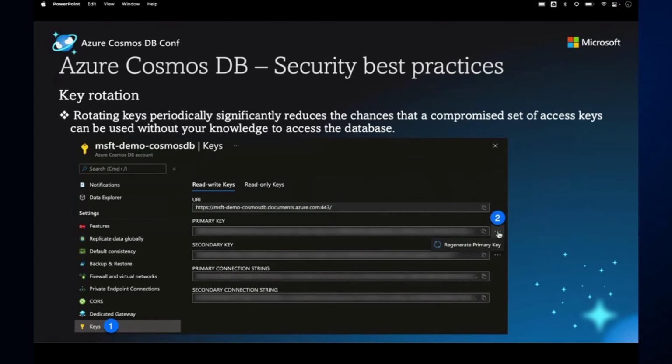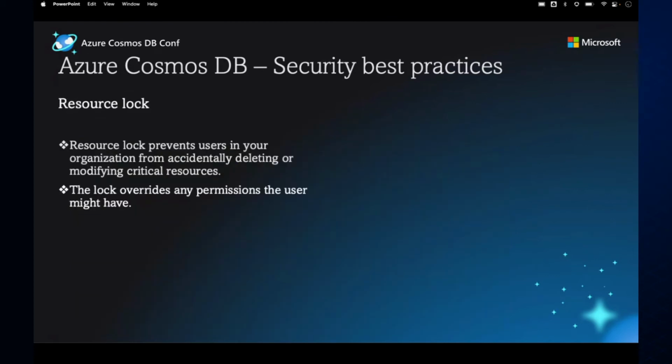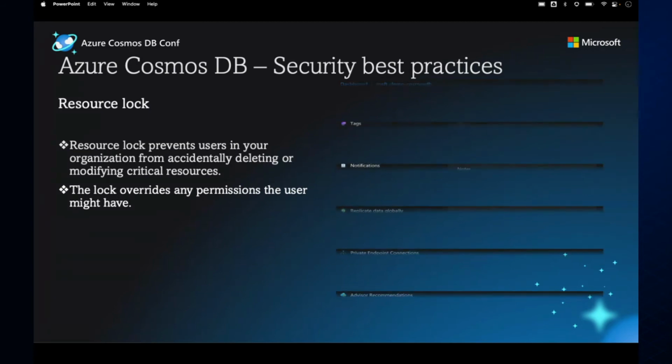Okay. Moving ahead with the last and the most basic security best practice, which is not related only to Cosmos DB, but you can implement it across all the resources or services that you're using in Azure, is using the resource lock. A resource lock prevents users in your organization from accidentally deleting or modifying critical resources. The lock basically overrides any permissions the users may have, right?